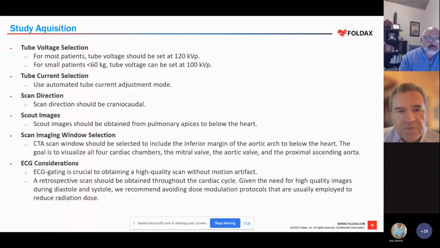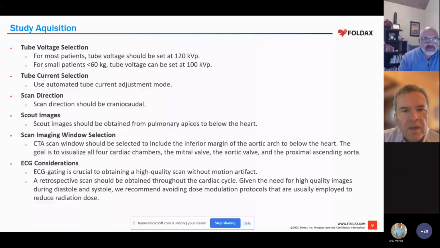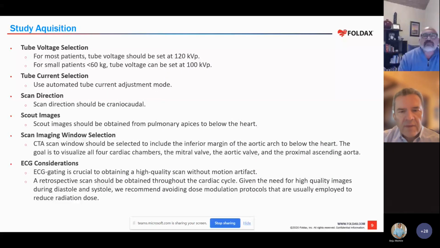And in terms of settings for the scan, so for tube voltage, the tube voltage should be set for most patients at 120 kVp. For smaller patients, less than 60 kilograms, you can decrease that to 100 kVp. And then the machine, you can use automated selection to select the other parameters. The scan direction should be craniocaudal, and then obtain scout images from the pulmonary arteries to below the heart.